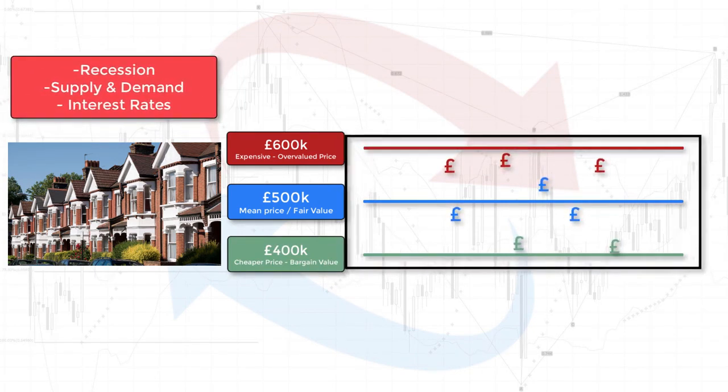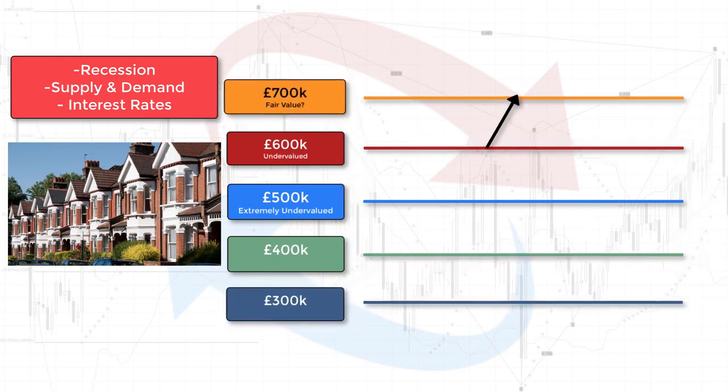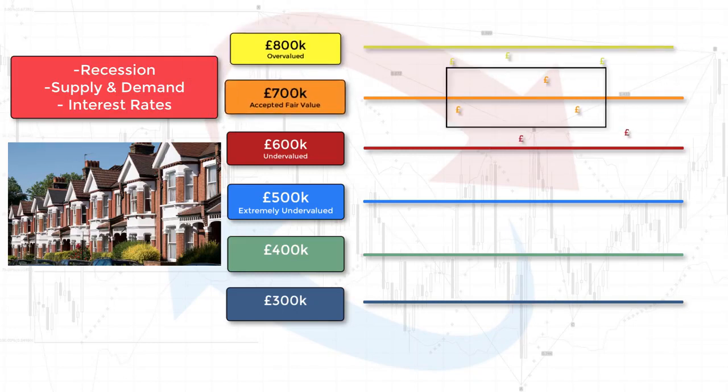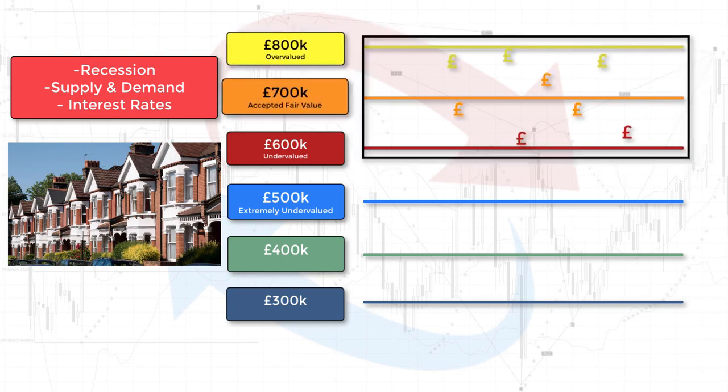Recession, supply and demand, a change in interest rates, among other things, will have an effect on the price of homes. The price of property will either break out to the upside or seek a new value area or price as buyers and sellers decide on the prices they are willing to accept for a home. Once buyers and sellers agree on a price range again, it will be reflected in a sideways or ranging market.